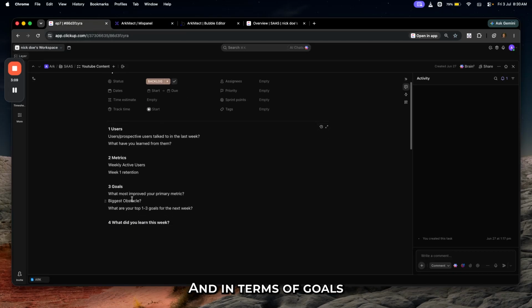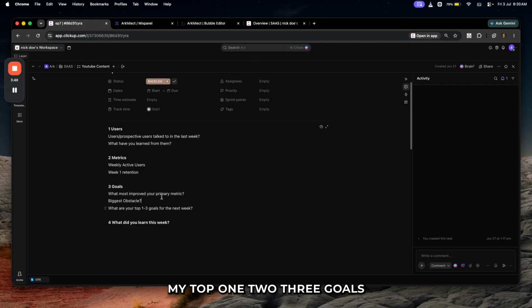And in terms of goals, what improved metric, I'm not entirely sure because we're just tracking. I can assume some random stuff, but it's not going to be accurate. And what is the biggest obstacle? I think the main obstacle would be onboarding, making things more clear, and prioritizing my time and doing the correct things. I think prioritization would be the most important obstacle.